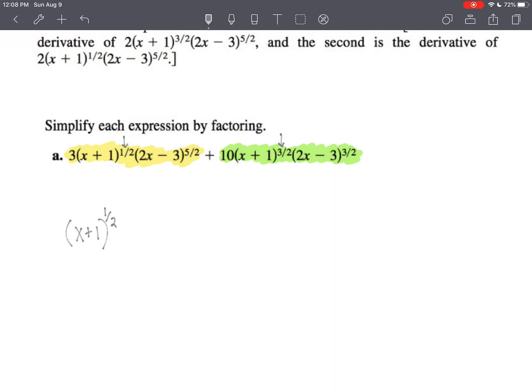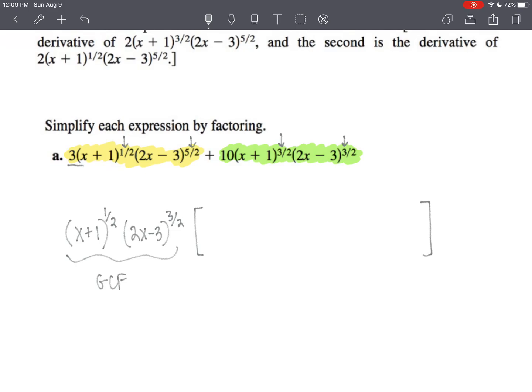The next factor, 2x minus 3, is common to both terms. And I look at its exponents, and the smallest exponent is 3/2. So this right here is my greatest common factor of the original expression. So that comes on the outside of the parentheses, and I'm going to use brackets because I've got parentheses within, so I'm going to use the brackets on the outside.